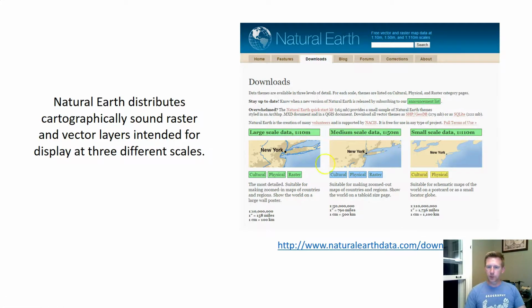And you'll notice that these are being distributed at 3 different scales. We've got a scale here for large-scale data, 1 to 10 million, and this says that it's suitable for making zoomed-in maps of countries and regions, or if we wanted to show the world on a large wall poster. We've got medium-scale data, so if we were looking at zoomed-out regions. And then we've got small-scale data, 1 to 110 million, suitable for schematic maps of the world on a postcard or as a small locator globe. So different resolutions for different purposes.